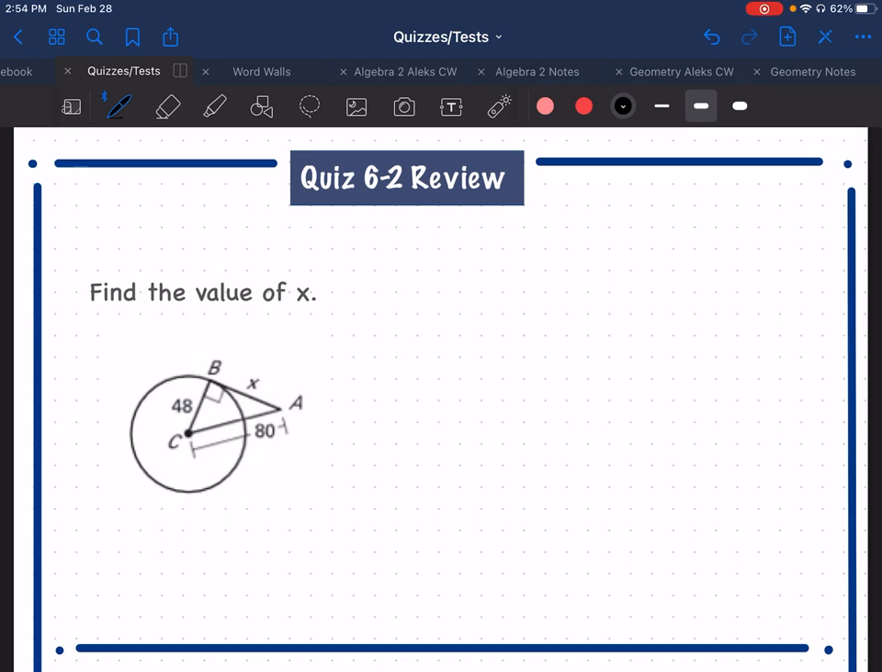Hi everybody, just wanted to make you a quick review video for your quiz today. One of the questions that you're going to see on your quiz today is going to ask you to find the value of x, and we'll have a picture very similar to the one that you see on the screen.